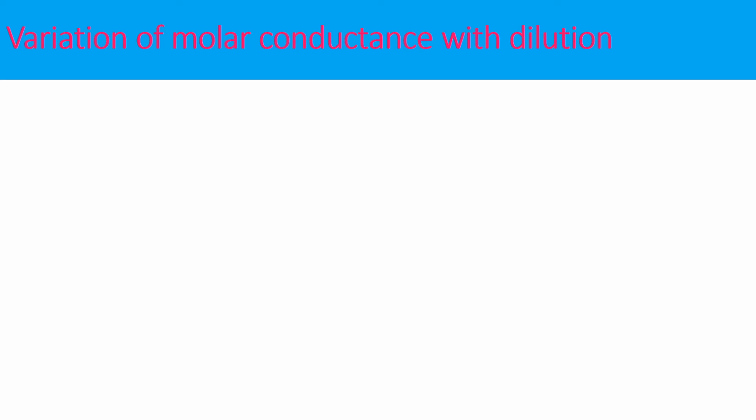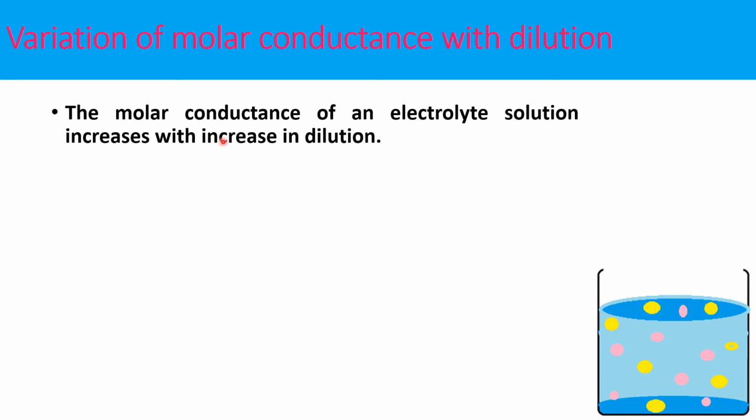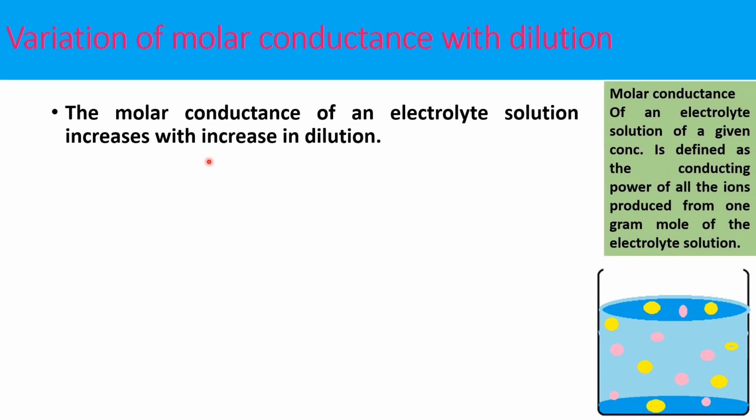Variation of molar conductance with dilution. The molar conductance of an electrolyte solution increases with increase in dilution. The definition of molar conductance of an electrolyte solution is that for a given electrolyte solution of a given concentration, it is the conducting power of all the ions produced from 1 gram mole of the electrolyte, whereas specific conductance means the conductivity per unit volume.